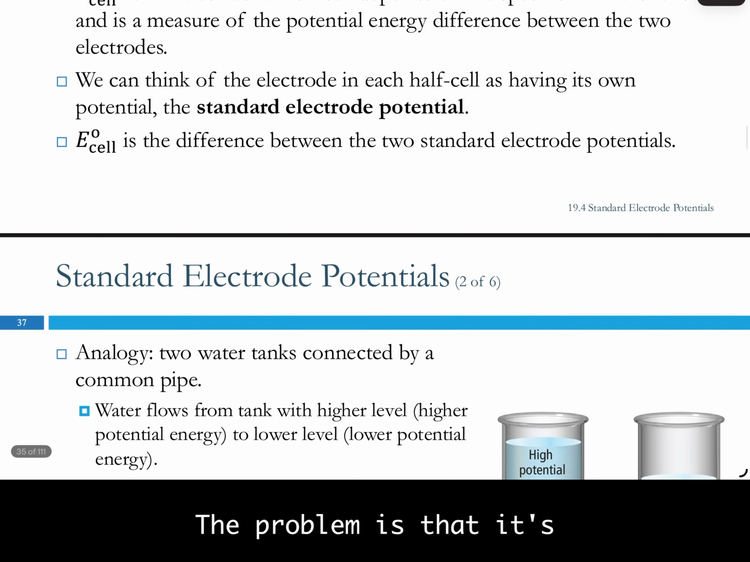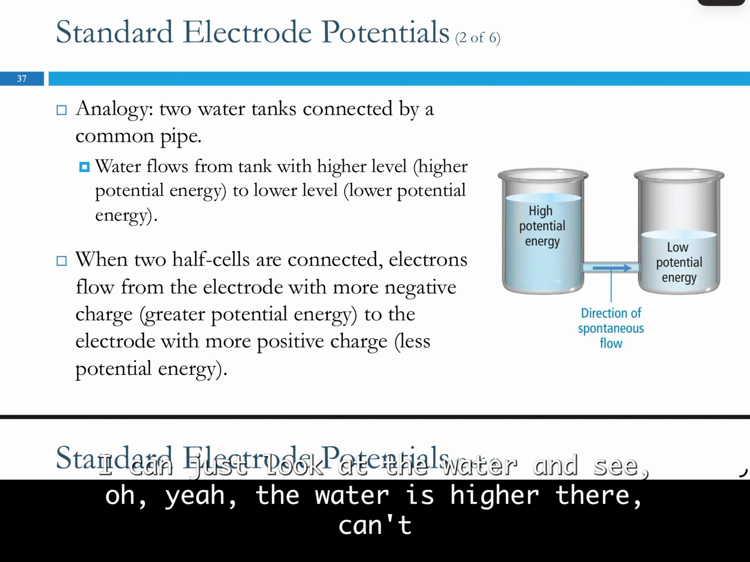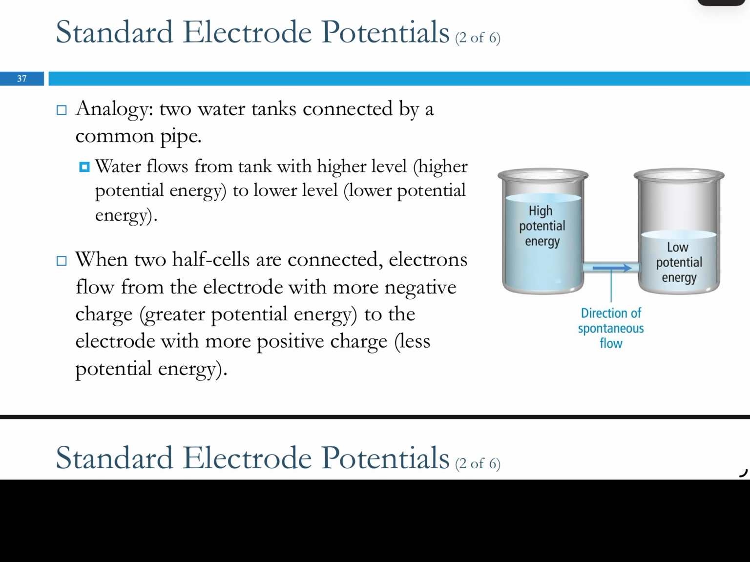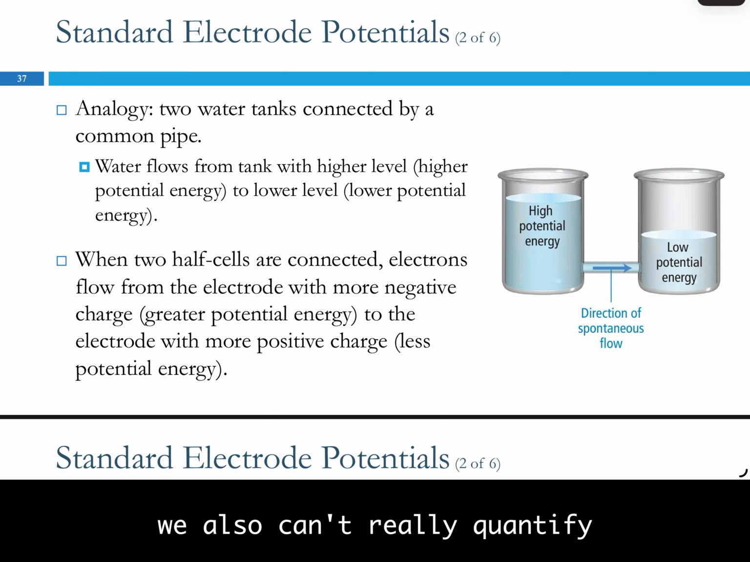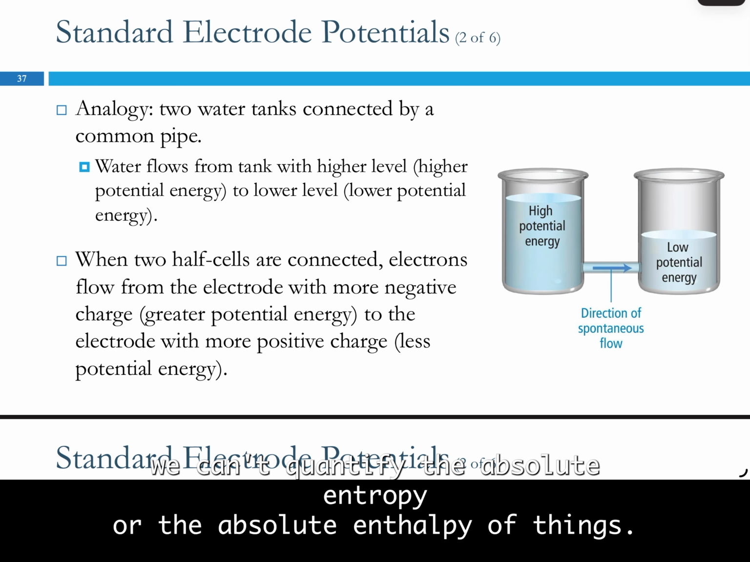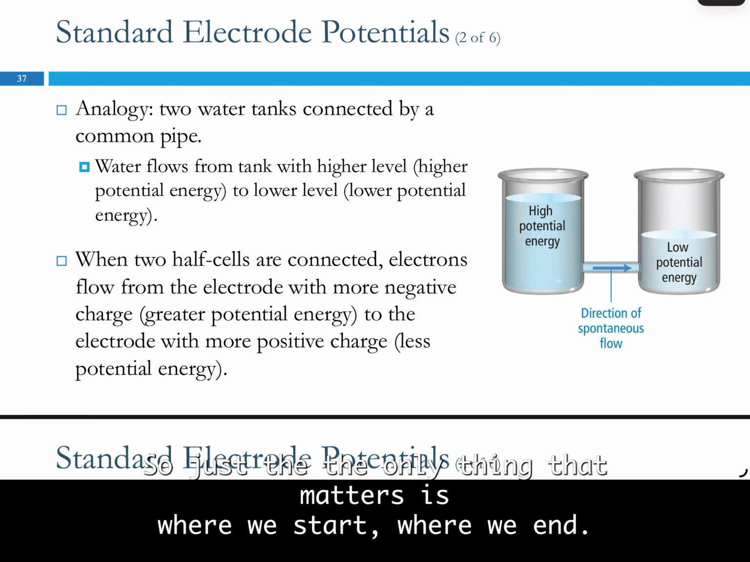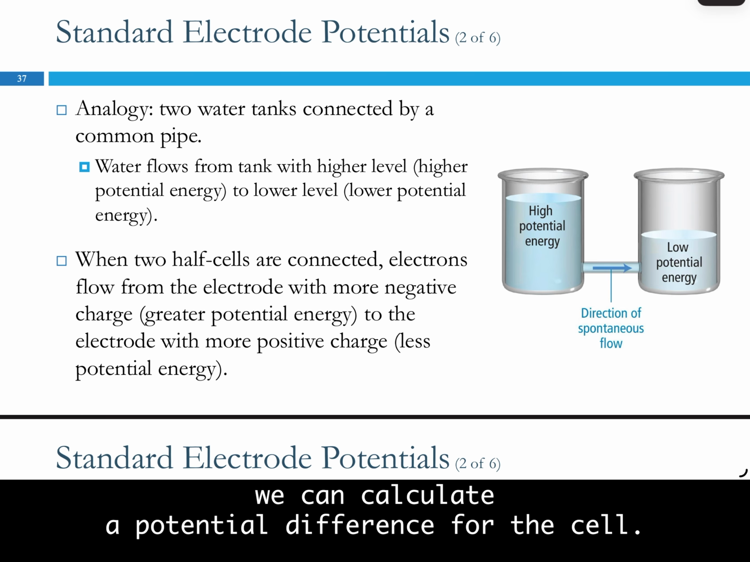The problem is that it's unlike the water analogy, where I've got one with high potential energy and one with low. I can just look at the water and see, oh yeah, the water's higher there. Can't determine the electrical potential energy of something just by looking at it. And this is another one of those things where we also can't really quantify the absolute amount of energy that something has, just like we can't quantify the absolute entropy or the absolute enthalpy of things. So we set something to be the standard because, like those other functions, this is also a state function. So the only thing that matters is where we start and where we end. And as long as we can compare those two, we can calculate a potential difference for the cell.